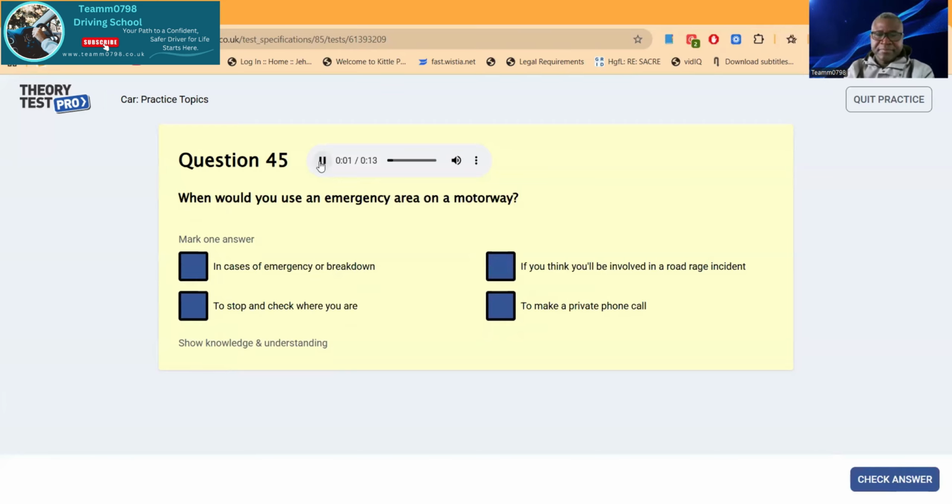When would you use an emergency area on a motorway? In cases of emergency or breakdown. If you think you'll be involved in a road rage incident. To stop and check where you are. To make a private phone call. In case of an emergency, as the name suggests. Okay.